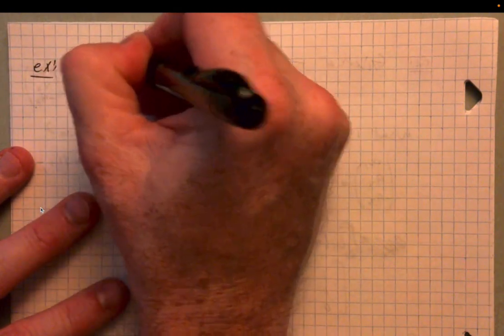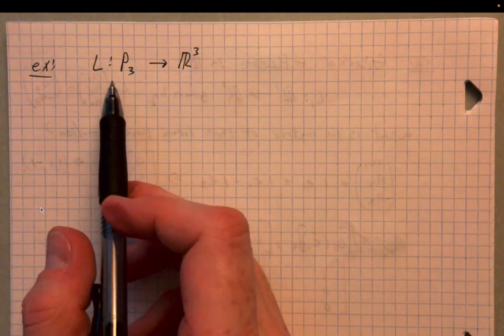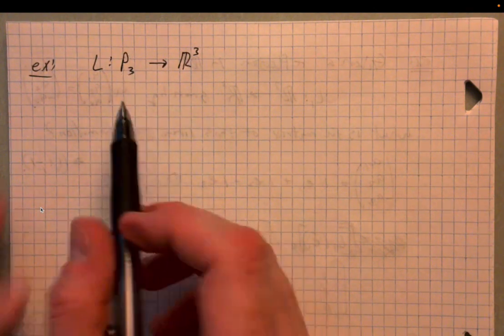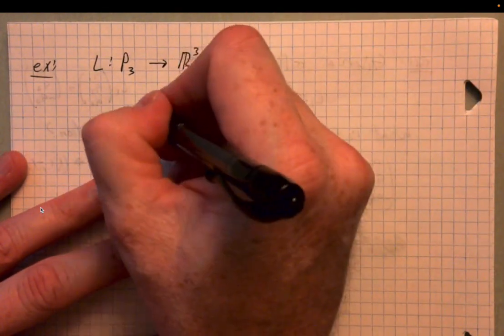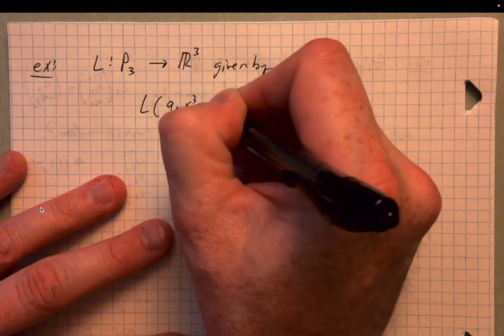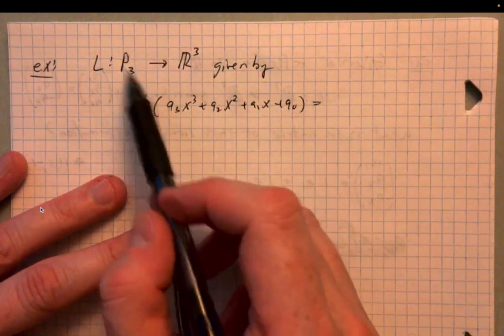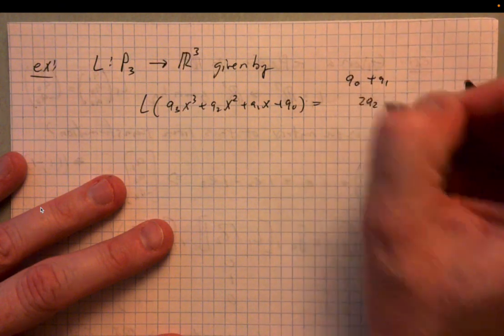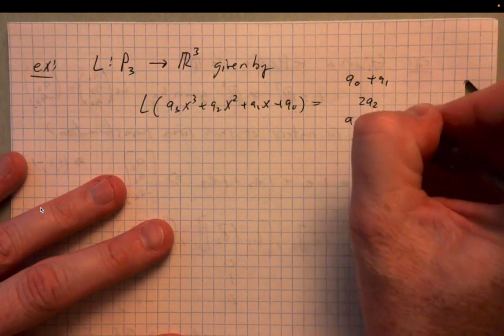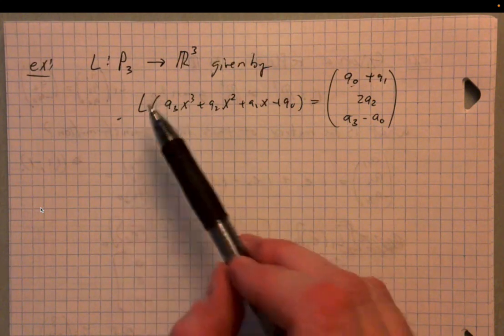Let's find the matrix for the linear transformation L from P3 to R3. P3 being the vector space of polynomials of degree 3 or less. We're going to say it's given by L of A3x to the third plus A2x squared plus A1x plus A0. This is the form of any polynomial in P3. And it's going to be equal to A0 plus A1, and then 2 times A2, and then A3 minus A0. So you get a vector in R3 that is determined by the coefficients of the polynomials.